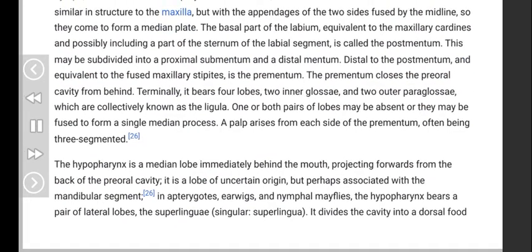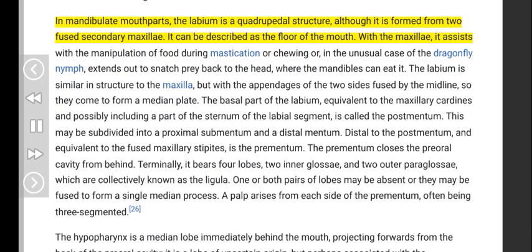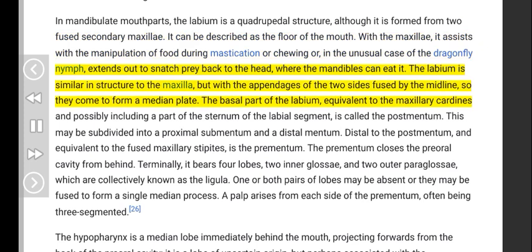Ungulate mouthparts. The labium is a quadrupedal structure, although it is formed from two fused secondary maxillae. It can be described as the floor of the mouth. With the mouth, it assists with the manipulation of food during mastication or chewing, or, in the unusual case of the dragonfly nymph, extends out to snatch prey back to the head, where the mandibles can eat it. The labium is similar in structure to the maxilla, but with the appendages of the two sides fused by the midline, so they come to form a median plate.